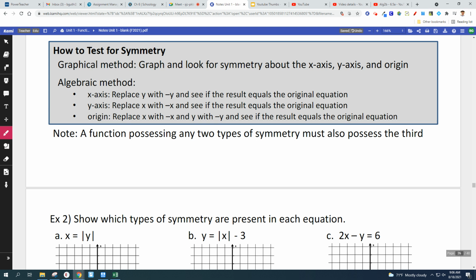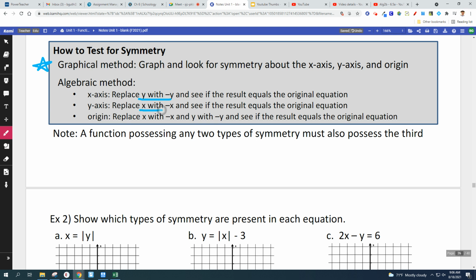How to test for symmetry. I think the graphical method is much easier. Basically, if you can just graph it or look at a graph and see what it flips over, you've got the symmetry. If it flips over the x-axis, if it flips over the y-axis, you can see it most of the time when you're looking at the graph. That's easier. The algebraic method is a little bit harder, but for x-axis, you change y to negative y and see what you get. It should be the exact same equation.